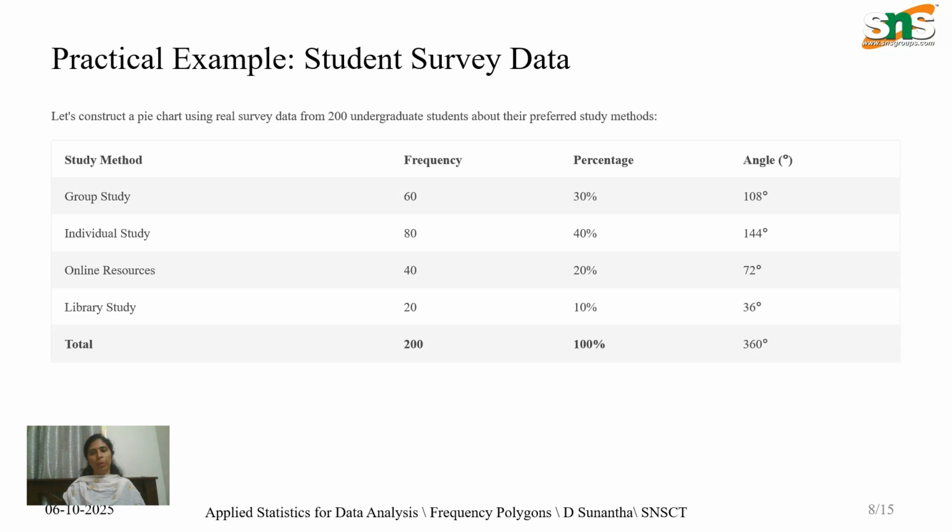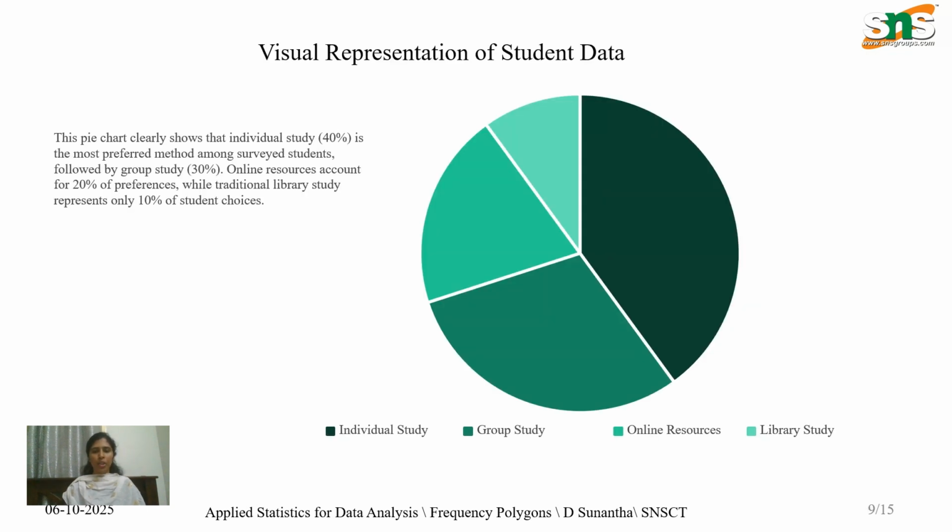Next, we are converting this percentage form into degree format by 30 divided by 100 into 360, which will give 108 degree. Similarly, 144 degree, 72 degree, 36 degree, and 360 degree. Next, visual representation. Here, the pie chart clearly shows the individual study of 40 percentage is the most preferred method among surveyed students, followed by group study of 30 percentage, followed by 20 percentage of online resources and 10 percentage of traditional library study methodology. Here, these colors represent the pie chart. Clearly we can see individual, group study, online resources, and library study are represented in a pie chart.